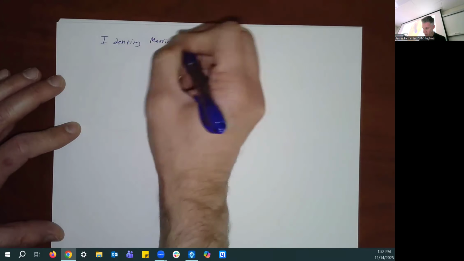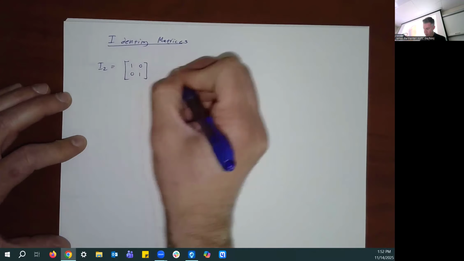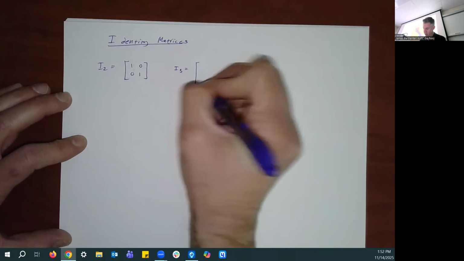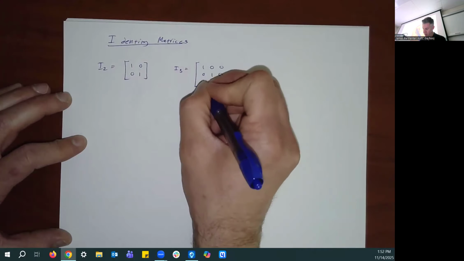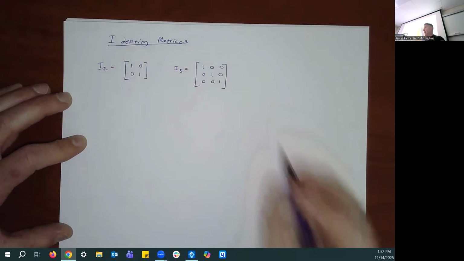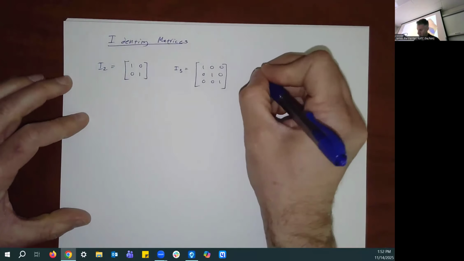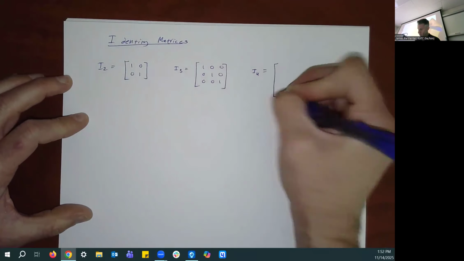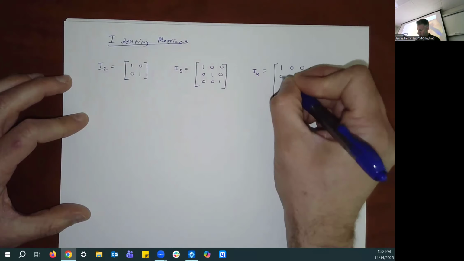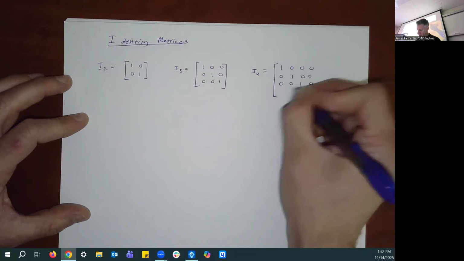So these three matrices are called identity matrices. Well, there's a little bit more to it than that, but I'll leave it for now. So we have I2 is the matrix 1, 0, 0, 1. And I3 is the matrix 1, 0, 0, 0, 1, 0, 0, 0, 1. Any identity matrix is a matrix that has ones on what we call the main diagonal and zeros everywhere else. So just to write one more of them out, I4 would be a 4 by 4 matrix: 1, 0, 0, 0, 0, 1, 0, 0, 0, 0, 1, 0, 0, 0, 0, 1.